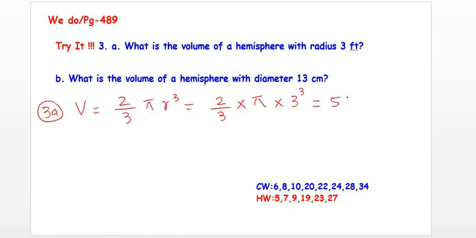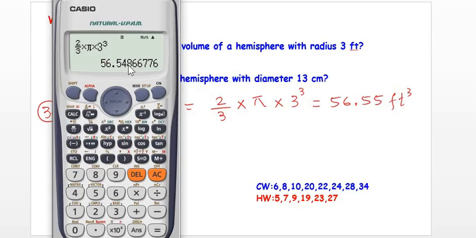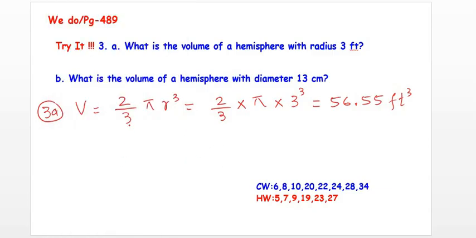56.55, and the unit is cubic feet. Let me show, it's 56.55 because I'll round it here. Clear? Okay, the second one is, what is the volume of the hemisphere with diameter 13?